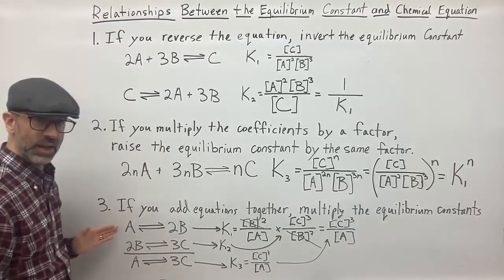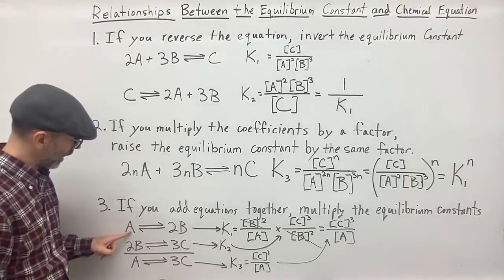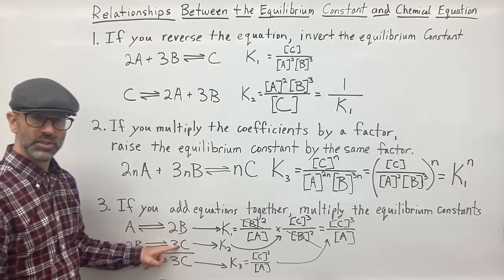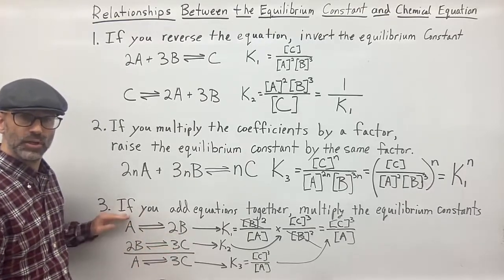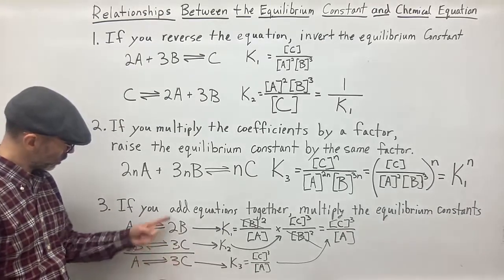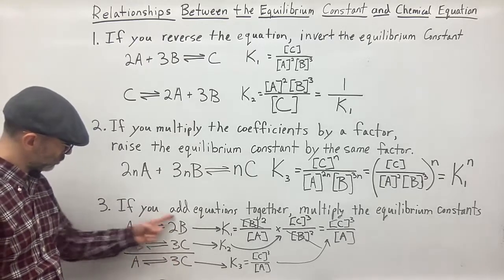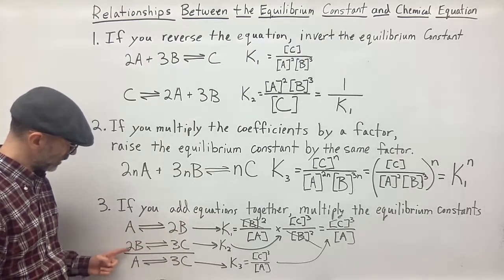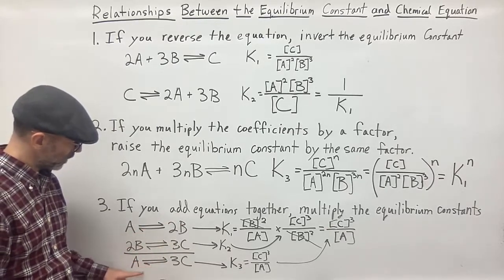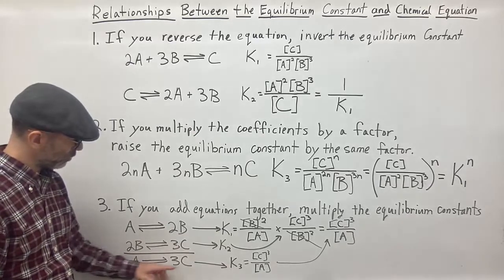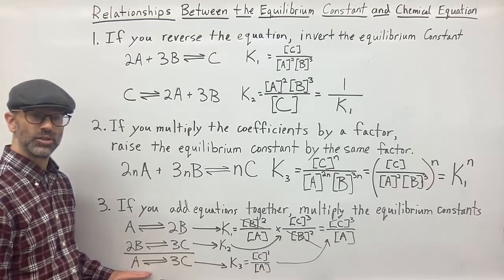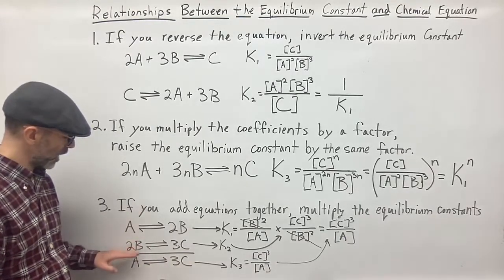So here I have an example. A is in equilibrium with 2B, and 2B is in equilibrium with 3C. So if I add these two together, I get A in equilibrium with 3C. The 2B's cancel out: 2B as a product becomes a reactant to make 3C. So this is my resulting equation from adding these two together.